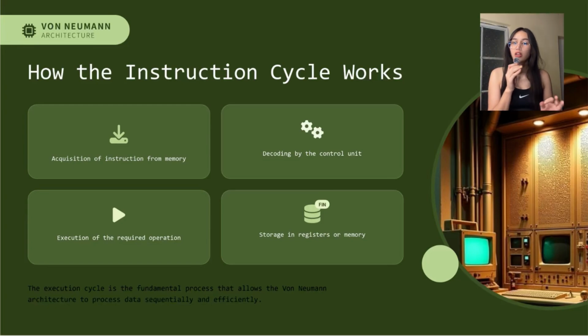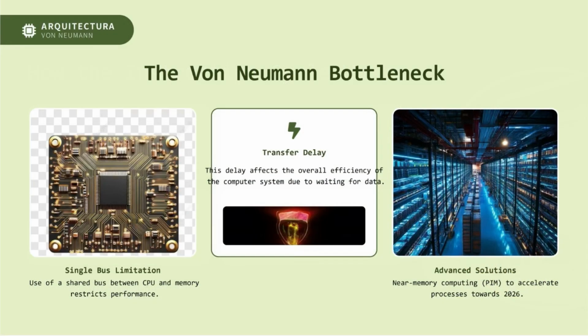Instruction cycle. For all of this to work, there is something called the instruction cycle. First, the computer fetches an instruction from memory, then it decodes it to understand what to do. After that, it executes the instruction. And finally, it stores the result. The process repeats continuously, and it is what allows the computer to operate step by step.